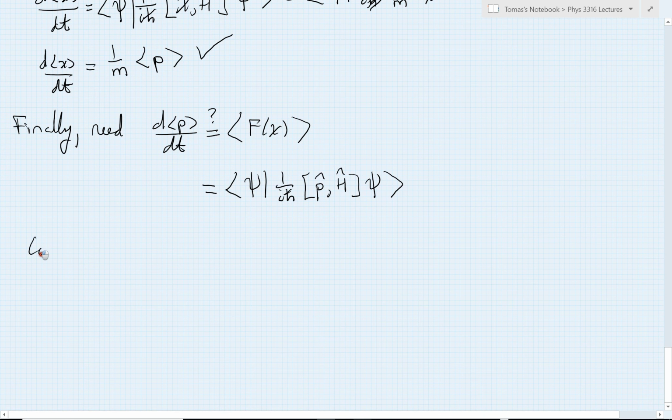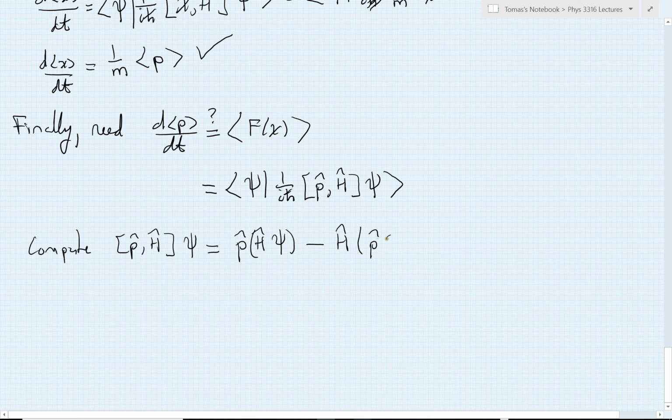So let's then compute the commutator. We have to compute a momentum operator commuted with the Hamiltonian acting on the wave function. And again, we now know the procedure for this. You apply the momentum operator to H acting on psi, and then you subtract the Hamiltonian acting on the result of the momentum operator applied to the wave function psi. And we now know how to do these.